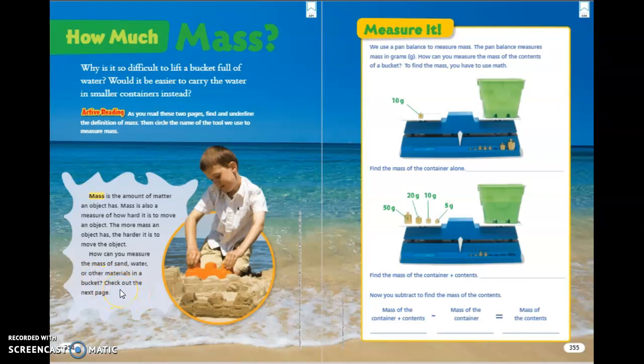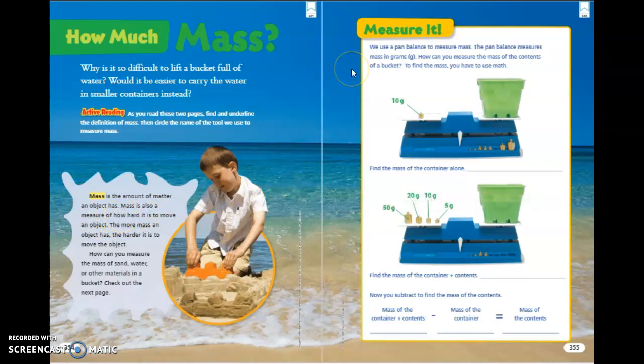Let's go ahead and look for the definition of mass. Make sure you underline it. It was in one of these 2 paragraphs up above. Pause the video and underline the definition of mass. Now you should have underlined, mass is the amount of matter an object has.